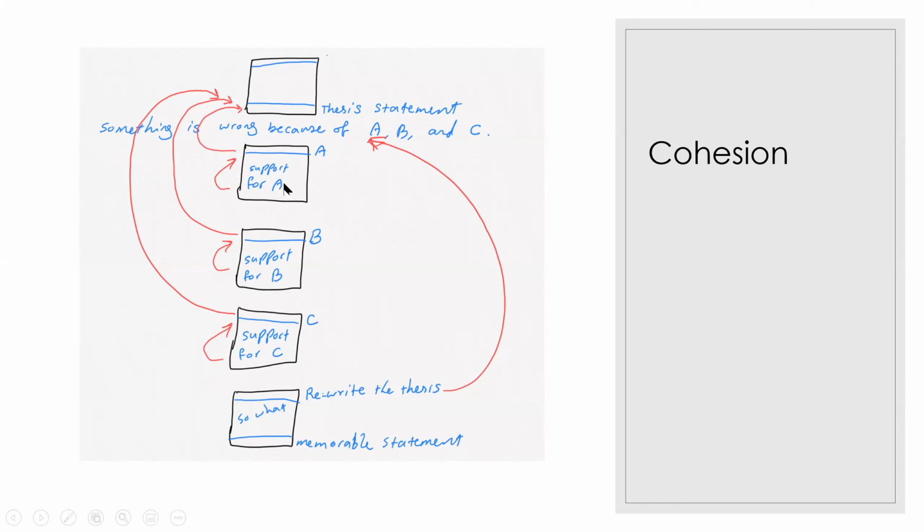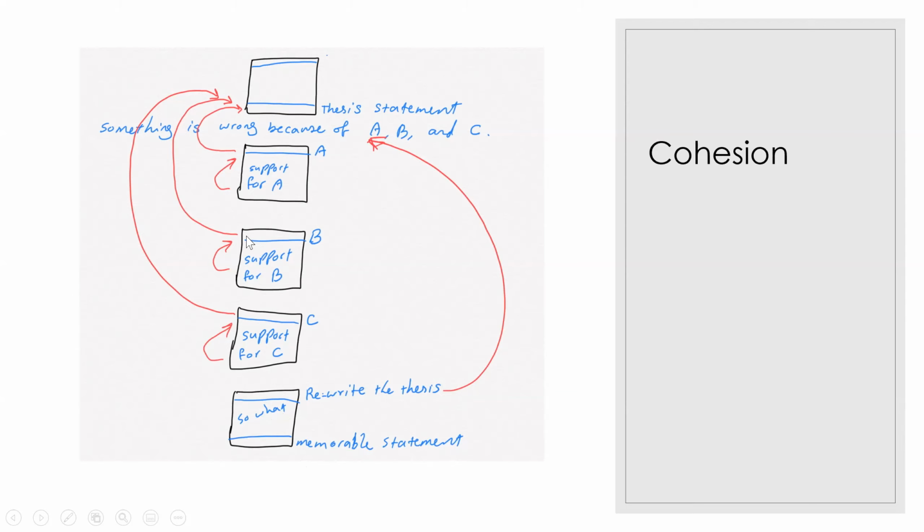And the sentences in the A paragraph are going to be about A. The sentences in the B paragraph should be about B. Here about C. Conclusion, rewrite the thesis statement. It goes back to the thesis statement. So what is the solution to these problems or what have you? And then memorable statement. Look how everything goes back to the thesis statement. So the thesis statement is like the pillars of our essay. The thesis statement is like the backbone of our essay, and everything else tries to support the thesis statement.